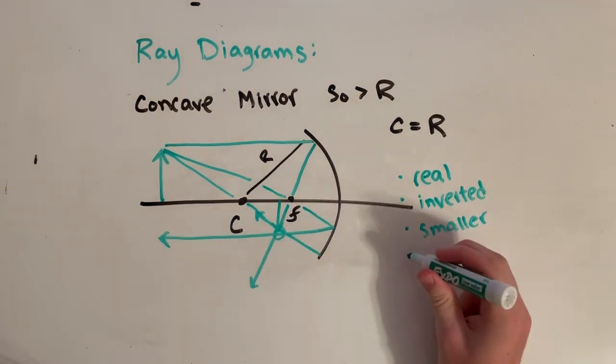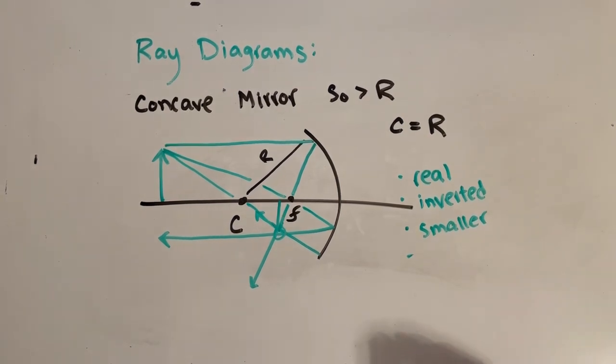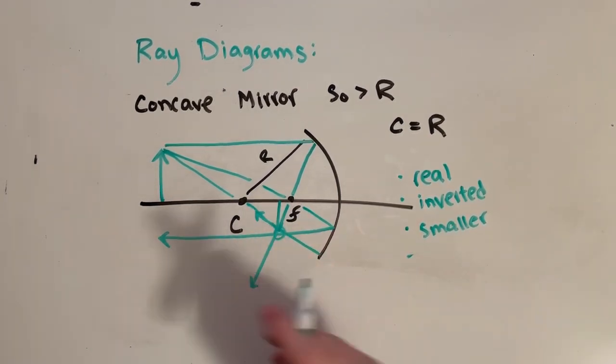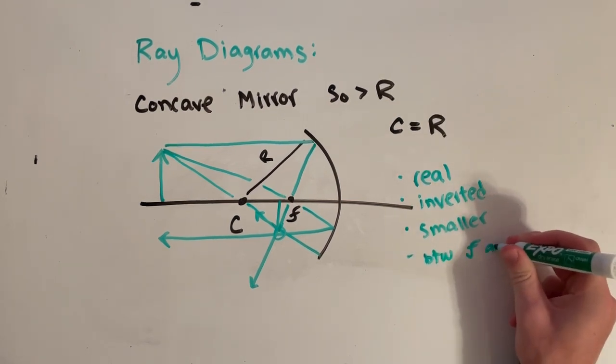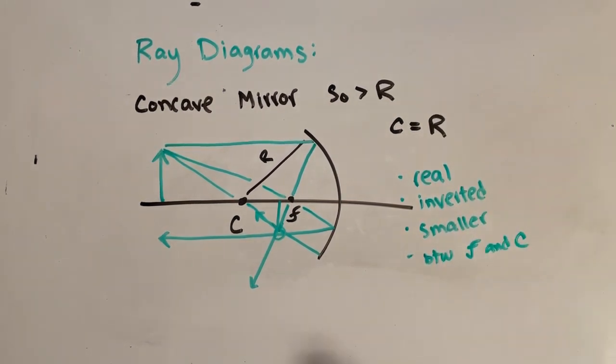And our fourth thing that we can analyze is where the image is formed. So we can see it's between the focal point and center. So between focal and center. So these are the 4 things we look at when we're doing a ray diagram. So let me erase this and we're going to do another one.